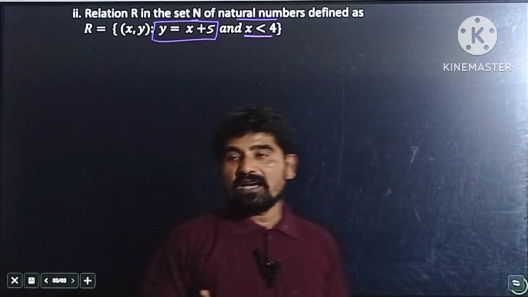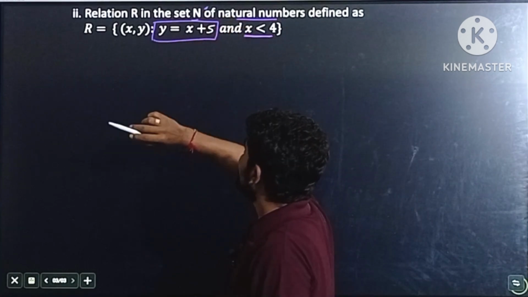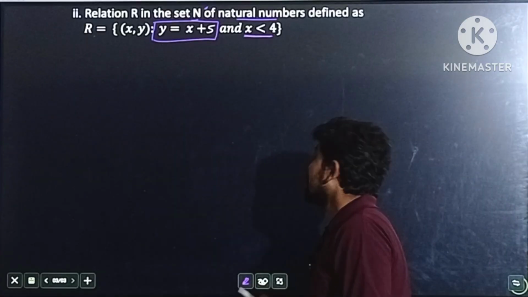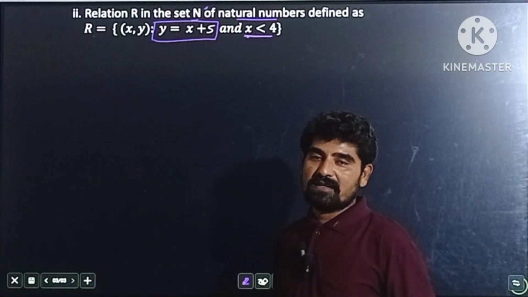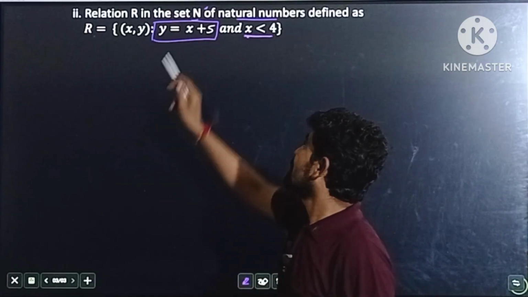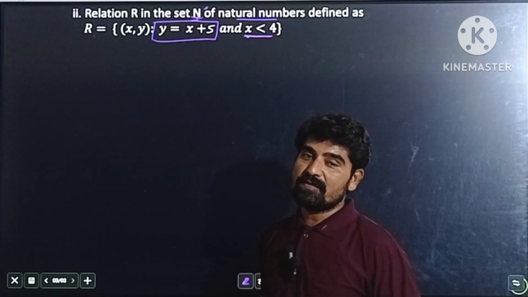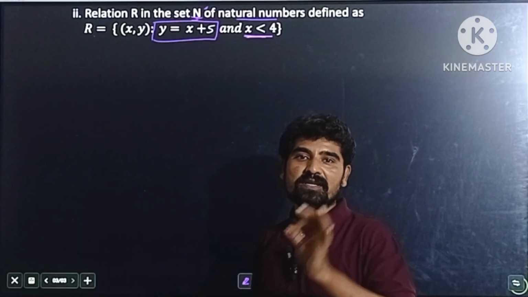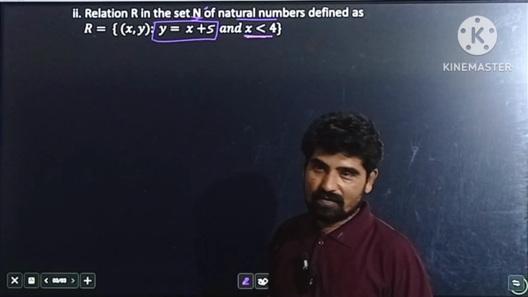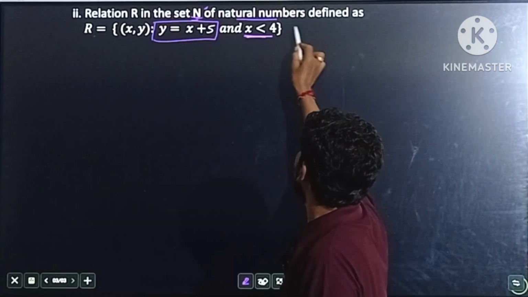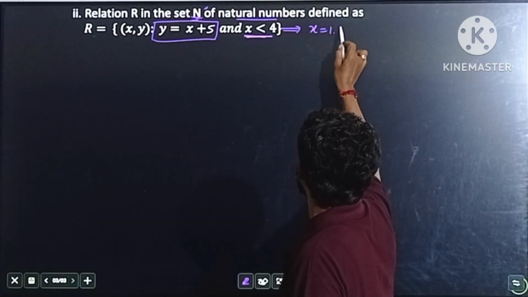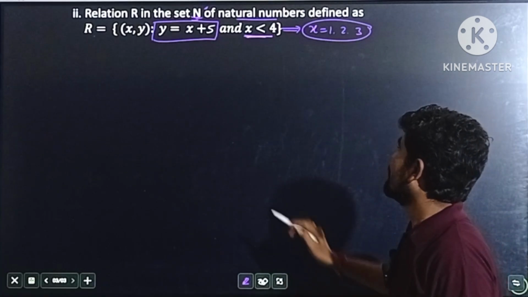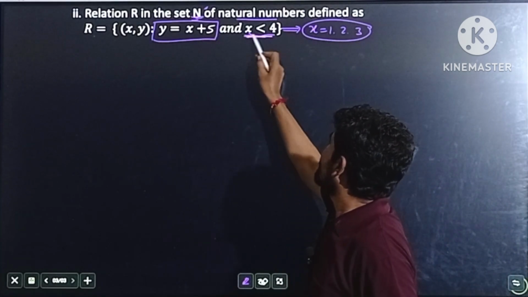So here this relation R is defined on the set of natural numbers, and we need to identify whether this relation R is reflexive, symmetric or transitive. Since the value of x is limited here, the set may consist of an infinite number of elements. The natural numbers are infinite, but the value of x is limited, so x should be less than 4 and it should be a natural number. Therefore, the possible values of x here are 1, 2 and 3. Except these three we cannot take any value of x, because it is given that x should be a natural number and x should be less than 4.